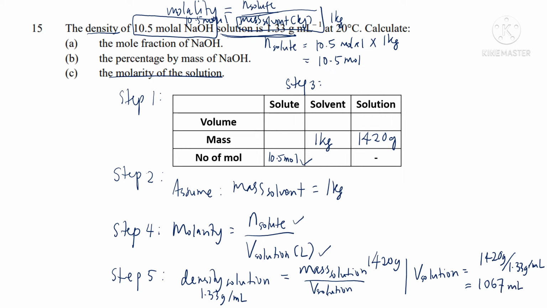1067 ml. But in the molarity, we want it to be in liter. So to convert the volume of solution to liter, we just need to divide by 1000 to give us 1.067 liter as the volume of solution. Then in step number 6, we just substitute into the formula moles of solute 10.5 mole and the volume of solution is 1.067 liter to give us the molarity of the solution as 9.835 mole per liter.